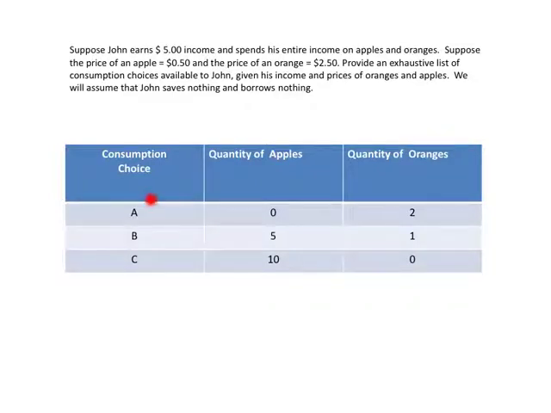For example, John decides to buy no apples. What is the max amount of oranges he can buy when each orange costs $2.50? It will be 2 oranges. If John decides to buy 5 apples and price of each apple is 50 cents, he will spend $2.50 on apples and he's left with $2.50. With that he can buy only 1 orange. Why? Because 1 orange costs $2.50. And then you have this third choice. When John decides to buy only apples, in such a case he'll buy no oranges.